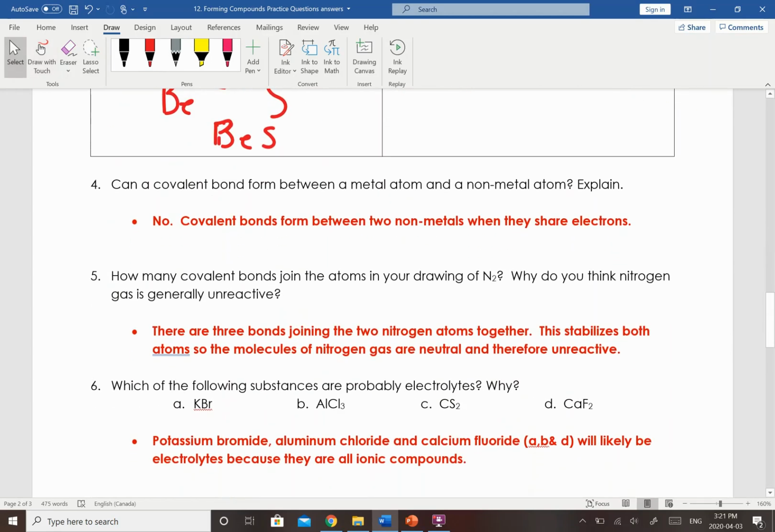All right, so some of the word questions here. Can a covalent bond form between a metal atom and a non-metal atom? Explain. So no, covalent bonds form between 2 nonmetals only because they need to be able to share electrons. Metals don't have electrons that are able to be shared. So no, that can't happen.